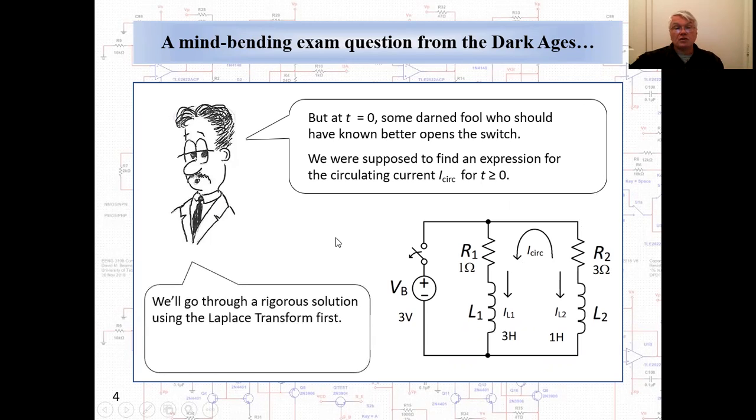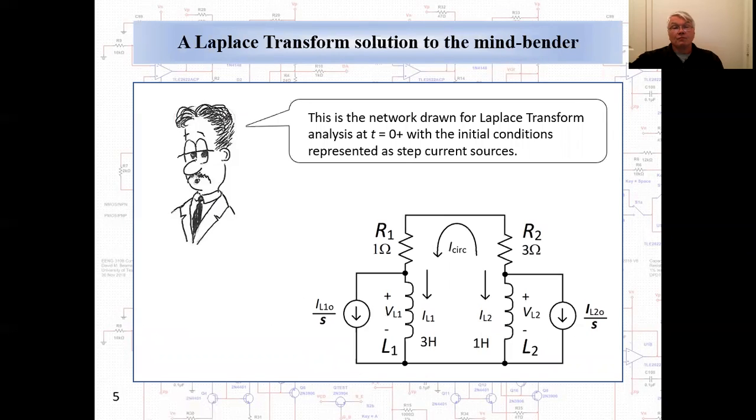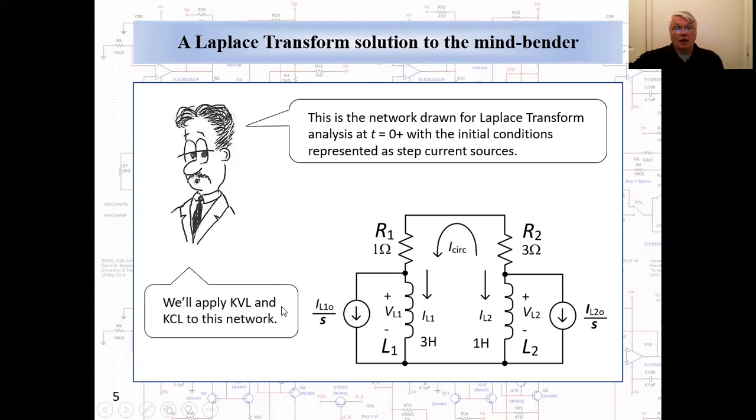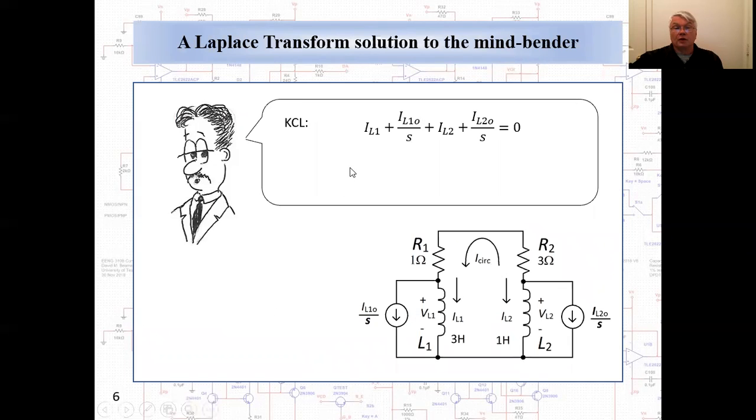We'll first go through a rigorous solution using the Laplace transform, and then I'll show you what I did on the test where I tried a quick intuitive solution. This is the network drawn for Laplace transform analysis at t equals 0 plus. The initial conditions are represented as step current sources in parallel with initially unenergized inductors. We'll apply Kirchhoff's voltage law and Kirchhoff's current law to this network.